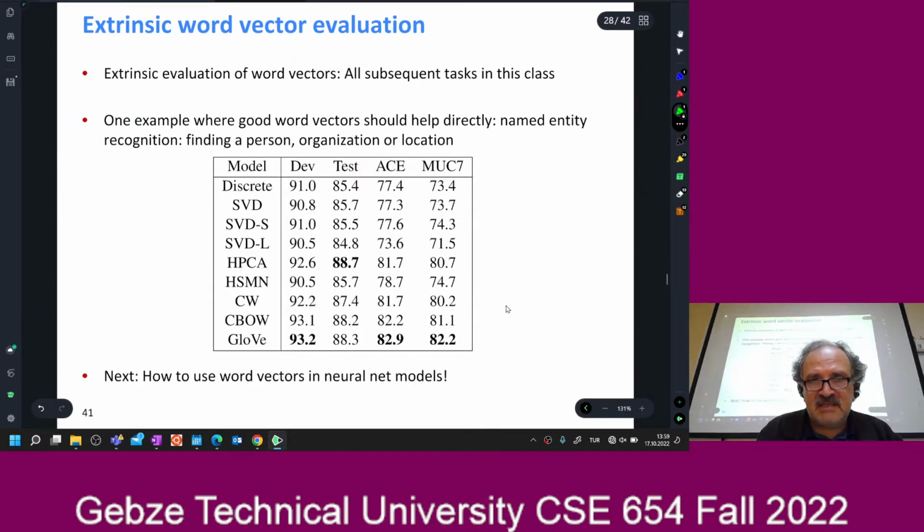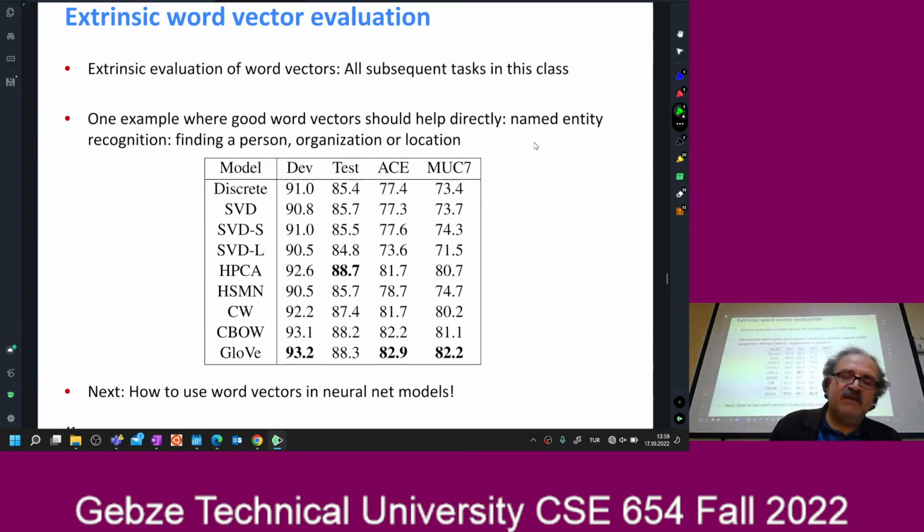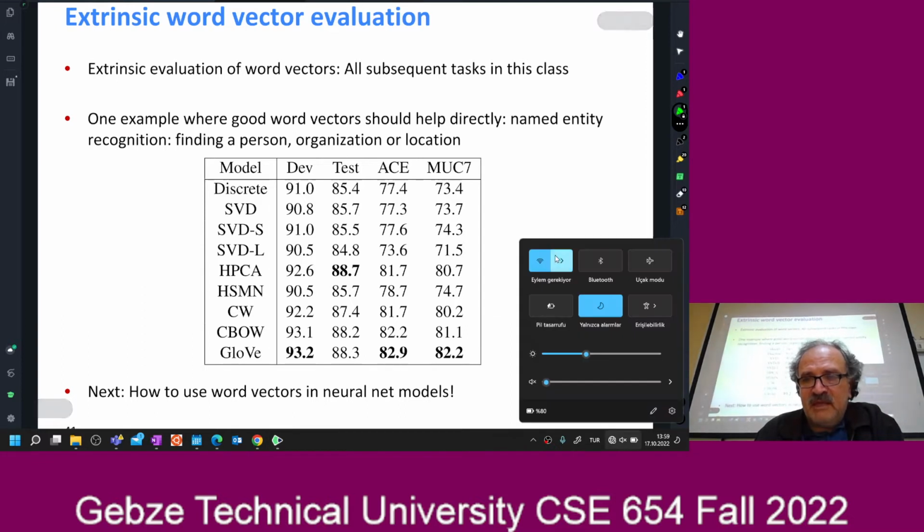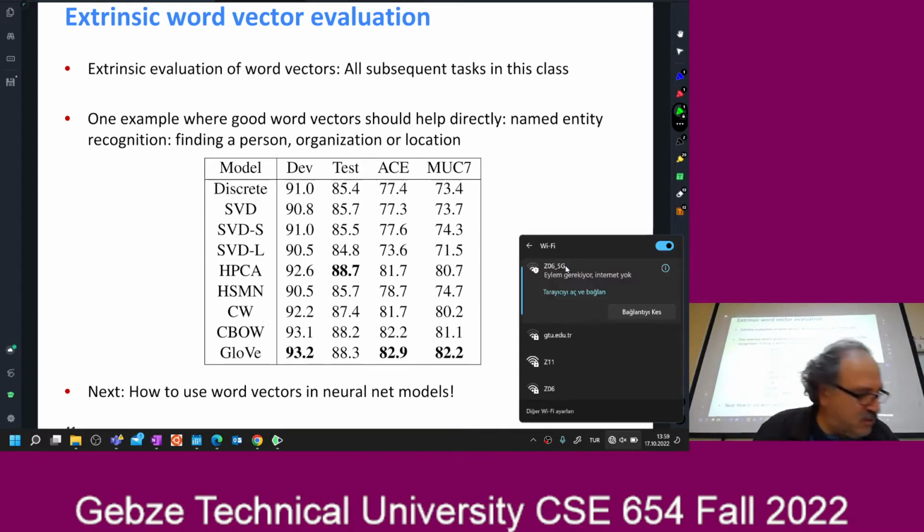I think this table is doing the same thing, but this one is doing it for named entity recognition, not for the word sense disambiguation. Named entity recognition is another NLP problem. What does it do? Given a sentence, you just mark the persons, organizations, locations, etc. And if you mark them right, then you are doing good.